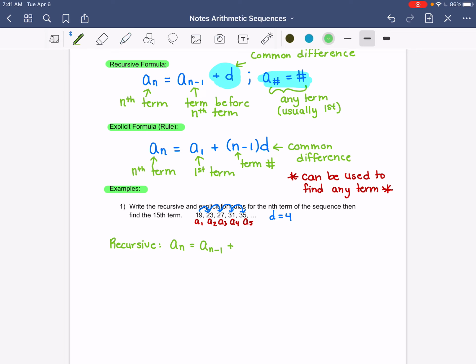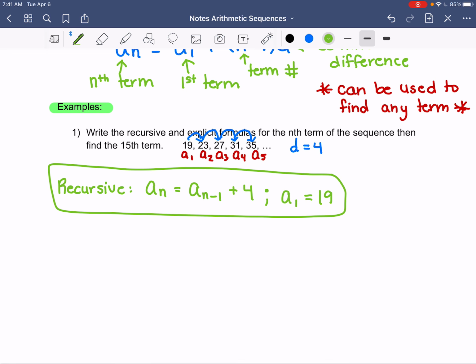So for the letter D, we know that the common difference is 4, so it's plus 4. Let me do this little semicolon. And then we just give any term. It doesn't matter which term it is. So normally it's the first term, so we say a sub 1 equals 19. And that's all you have to do for the recursive formula. That's our answer. A sub n equals a sub n minus 1 plus 4. The first term is 19.